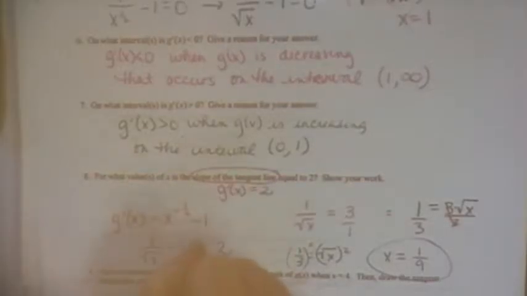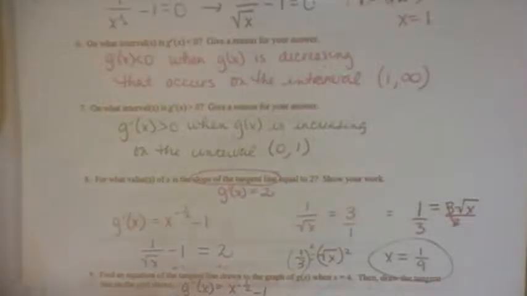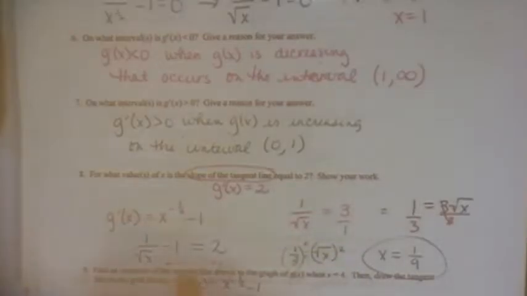Alright. Understand the question. Now we're going to find an equation of the tangent line drawn to the graph of g of x when x equals 4. Then draw the tangent line. Okay, so you need two things to write the equation of a line. You need the slope and a point. We have our derivative, which is how we find slope. So again, g prime of x is x to the negative 1/2 minus 1. The fixed version looks like this, 1 over square root of x minus 1. And I'm plugging in 4.